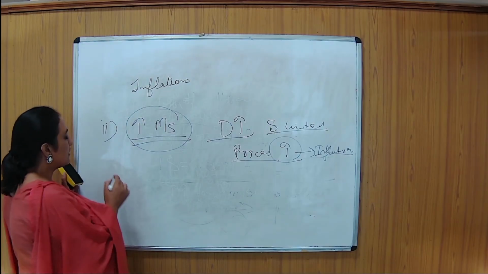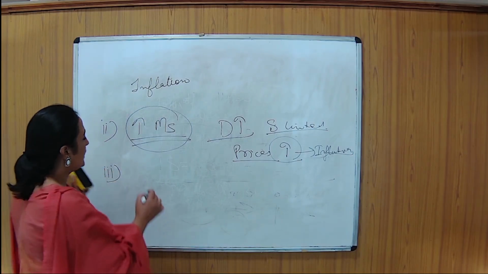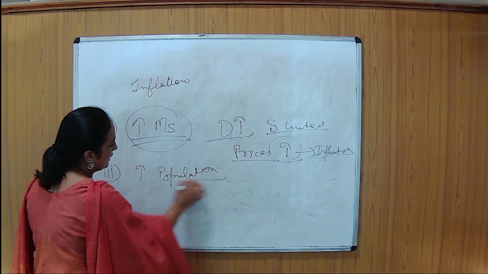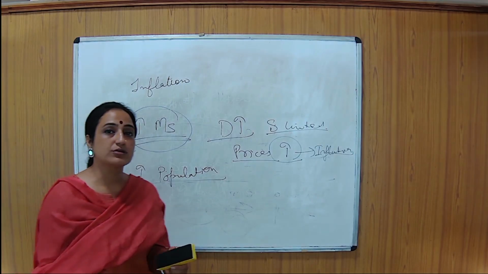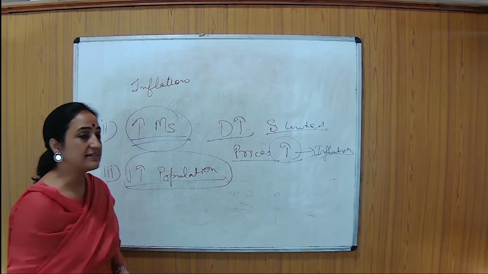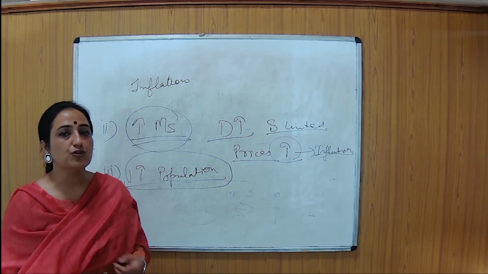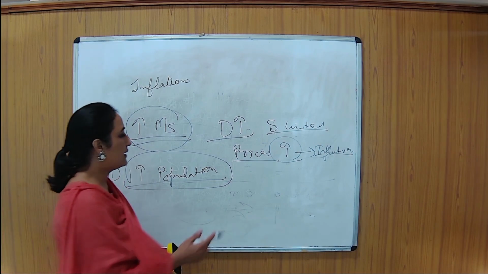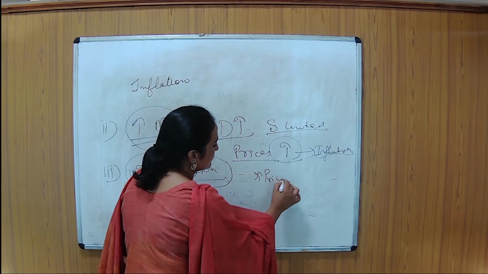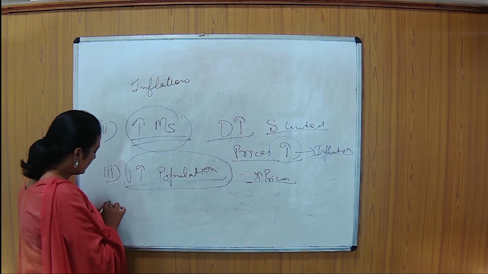So this is also a very main factor for inflation to occur in an economy. Similarly, we will discuss the third factor, that is increase in the population. As we know, India is the most populated country. When population is continuously increasing in any country, they demand more, because population is more, demand is more of the things, and ultimately it will lead to high prices of the goods and services. It will also create inflation.